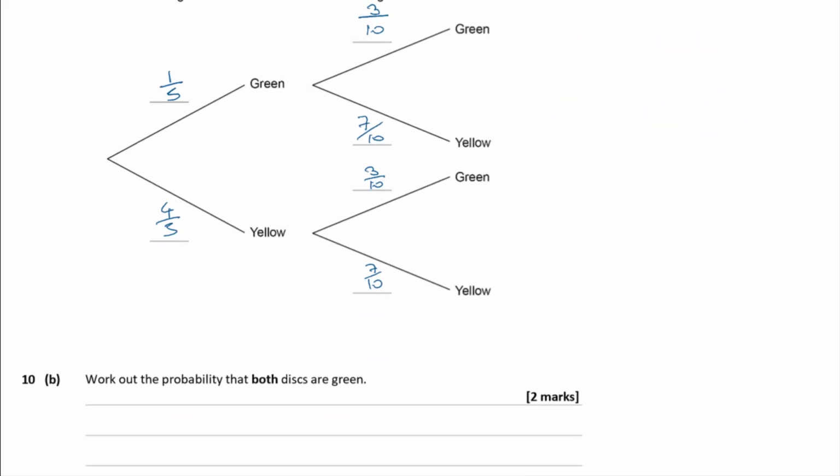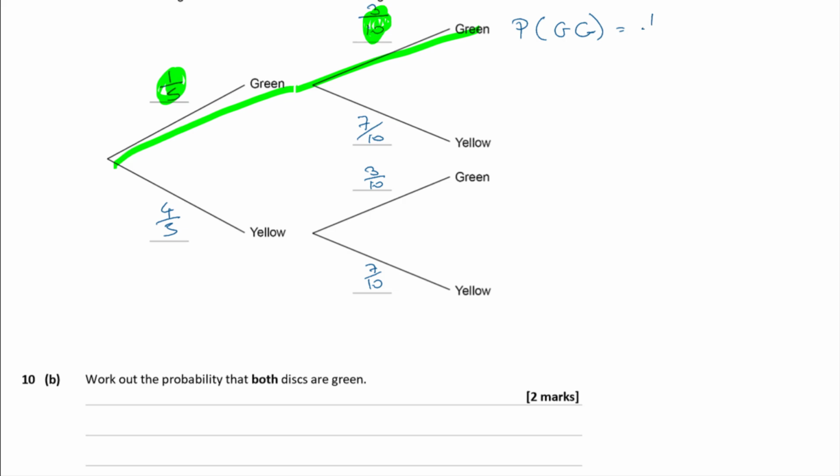Now part B says work out the probability that both discs are green. Okay, so both discs are green is going to be this branch I pick green, and then this branch I pick green. So then the probability of green is going to be multiplying every fraction along that route through the tree diagram. So I've got 1/5 here, look. So I'm going to multiply that, and I'm going to multiply that other one, 3/10.